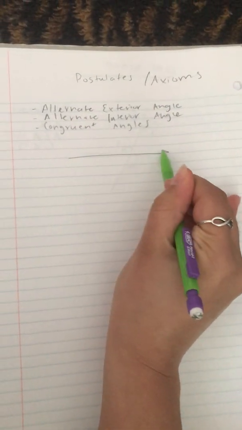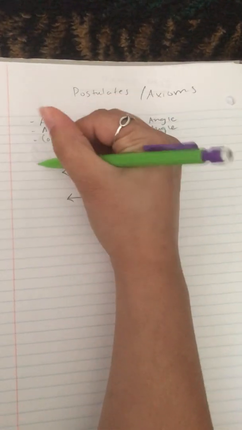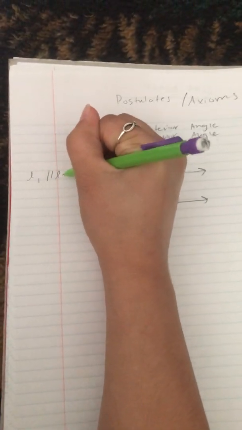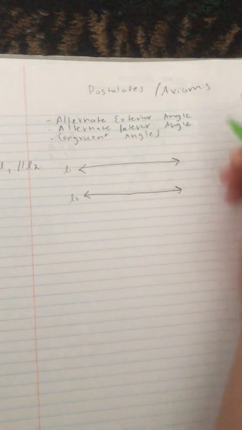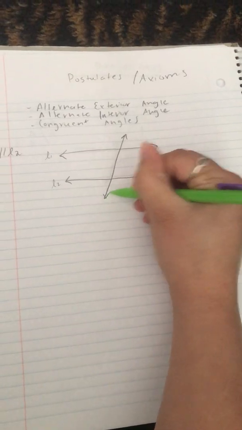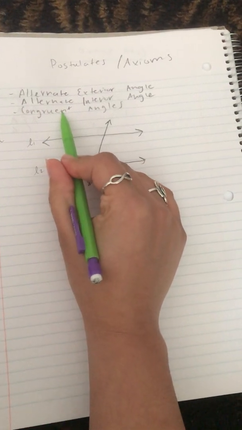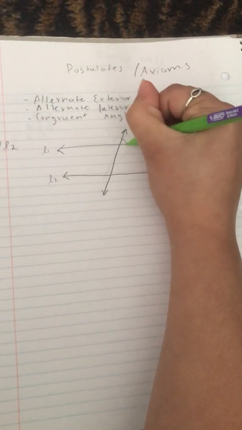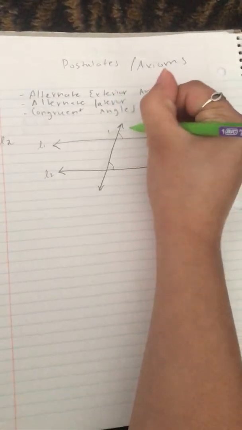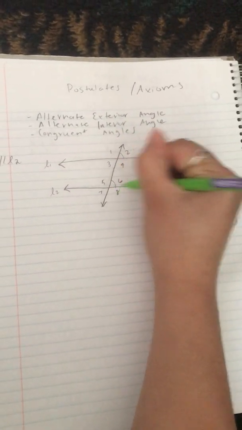So if you have two lines, and these are both parallel, so we have line 1, line 2, and we're going to write over here, line 1 is parallel to line 2. And say you cut it by a transversal line. So when two parallel lines are cut by a transversal, according to the congruent angles postulate, it forms two congruent angles. So we're going to go ahead and number our angles: 1, 2, 3, 4, 5, 6, 7, 8.